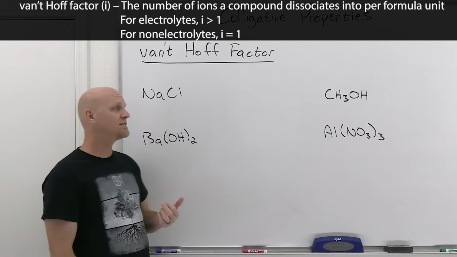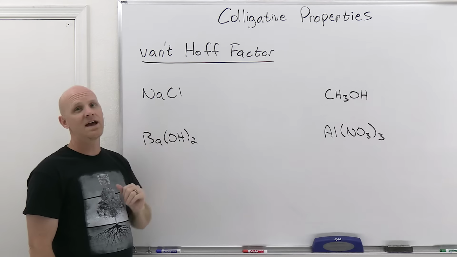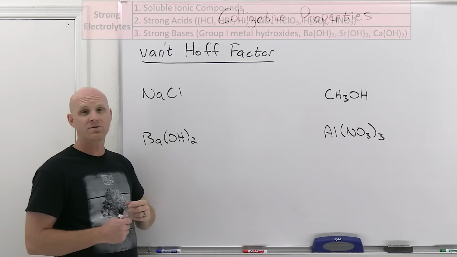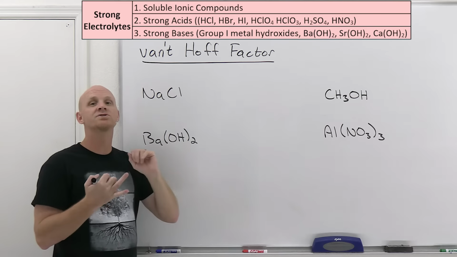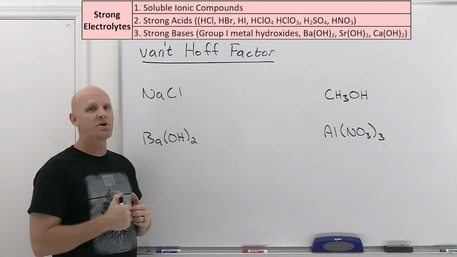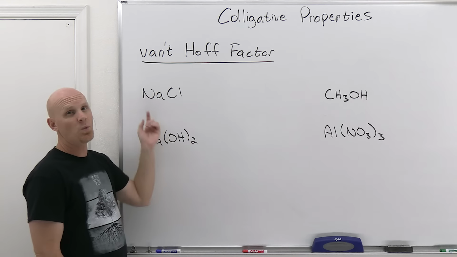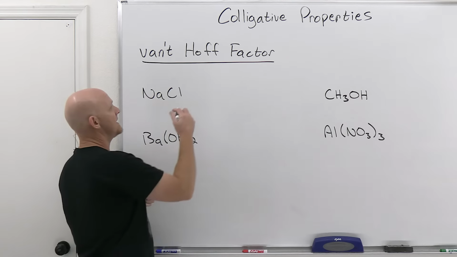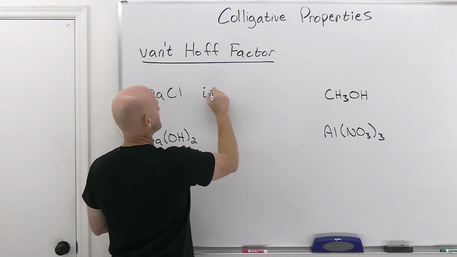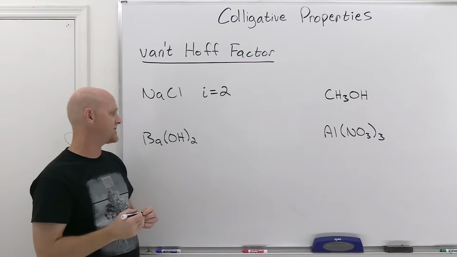strong electrolyte dissociates into. So if we take a look at NaCl, for instance, NaCl is indeed a strong electrolyte, and a reminder, those strong electrolytes are either soluble ionic compounds, which is NaCl, or strong acids or strong bases, which we had to memorize back earlier in the course. And so in the case of NaCl, when it dissociates, you get one sodium and one chloride, a total of 2 ions. And so the Van't Hoff factor here, we say, is equal to 2. And we use this little lowercase i for that Van't Hoff factor.